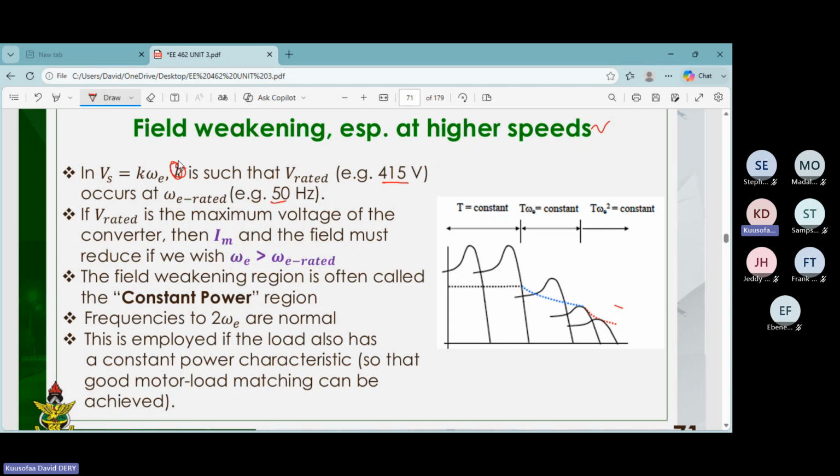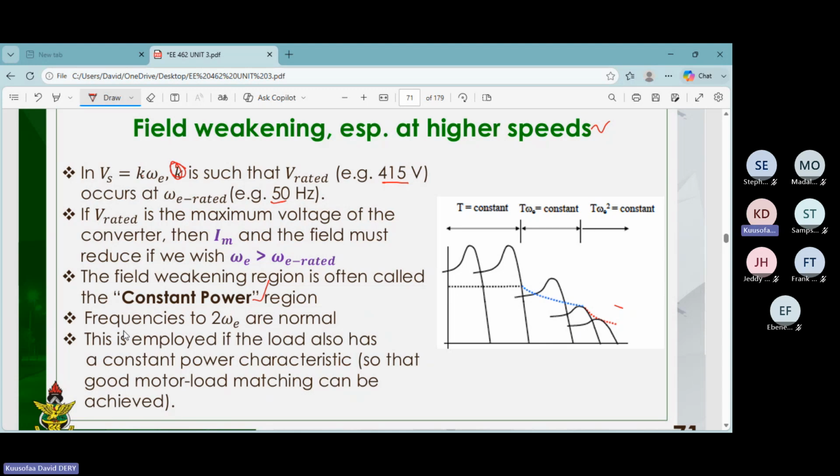So we are going to use proportionality at this point. If V rated is the maximum voltage of the converter, then Im and the field must reduce if we wish to extend the speed range. That leads to field weakening, and we will operate in the constant power region, right? So frequencies up to about twice the rated omega are normal.